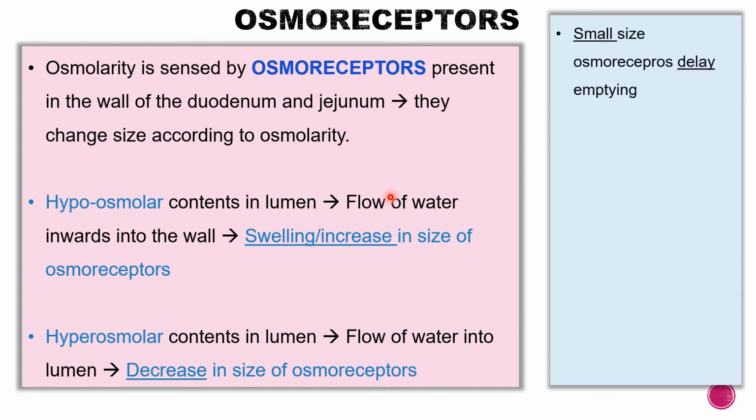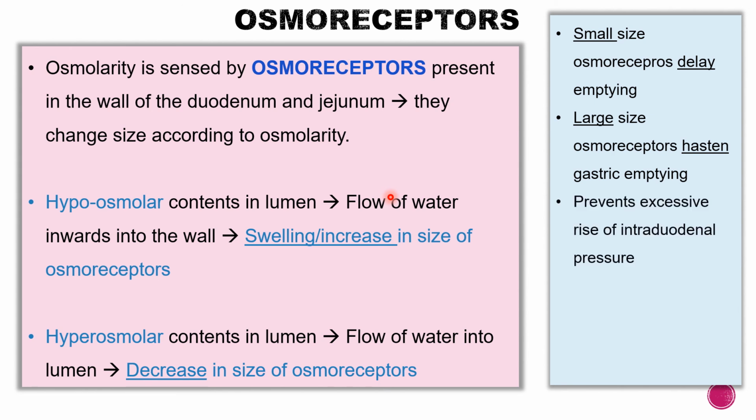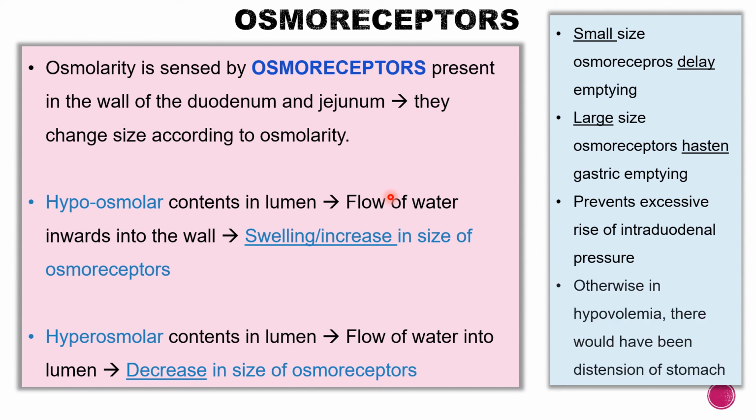The small size of the osmoreceptors delays emptying, that is, in hyperosmolar condition there is delay in emptying, while large size of the osmoreceptors, which occurs in hypoosmolar contents, there is increased gastric emptying. Basically the main reason for this is that this prevents the excessive rise of intraduodenal pressure. Otherwise what will happen? In hypovolemia there would be large distension of stomach.